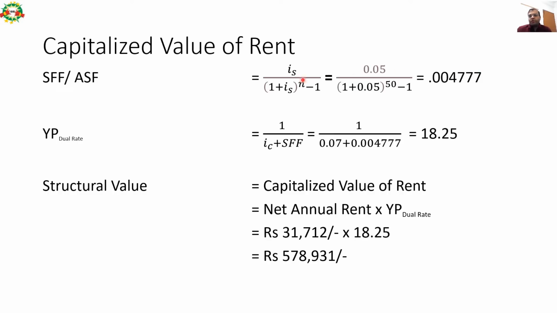The SFF, sinking fund factor, or annual sinking fund factor formula we have already discussed in the previous session and previous question also. So with the help of the recoupment rate, which is 0.05, we will calculate this for 50 years. 0.004777 is the ASFF. Then year purchase for dual rate is 1 divided by capitalization rate plus sinking fund factor, which gives us a year purchase of 18.25. So the structural value will be the capitalized value of the rent, which is equal to net annual rent into year purchase dual rate, which is 31,712 into 18.25, which gives us a value of 5,78,931.